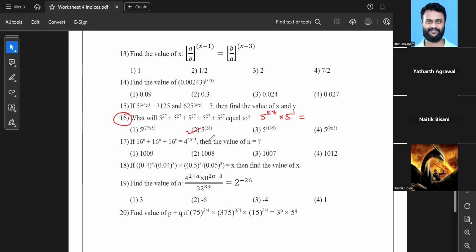Sir, if it wasn't 5 raised to power 27 into 4, means it was given only 4 times, then this type of question doesn't come, right? No, not in case of indices problem because then that problem cannot be solved with the help of indices. Okay, sir.